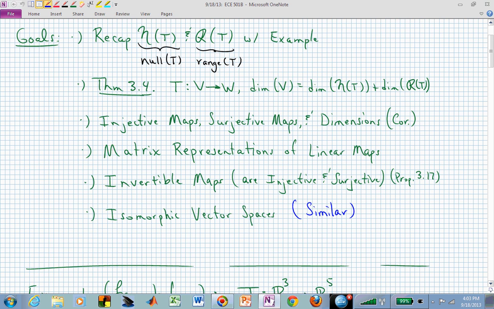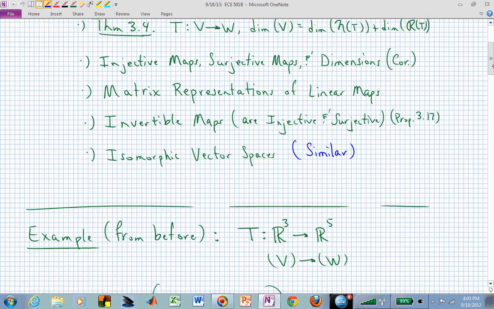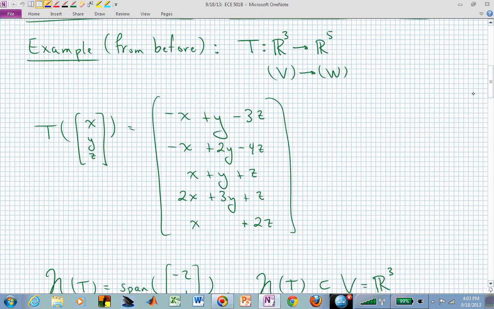We will then talk about isomorphic vector spaces. Hopefully we will get that far. I don't know if we will. Maybe I'll have to provide another supplemental lecture, and you can watch that at your leisure.